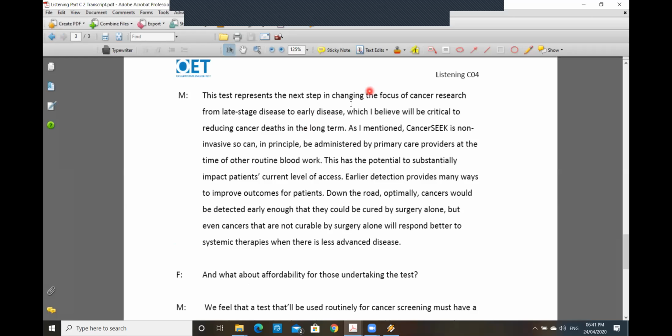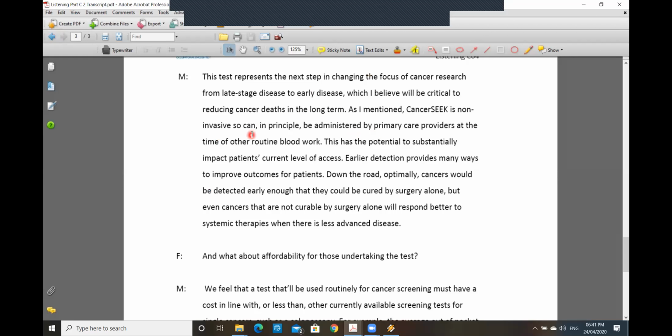So they explained that it is detected early and it is critical to reduce cancer deaths in the long term. It is non-invasive, so it can be administered by primary care workers, and that is the reason it can impact the current level of access. And then he went on to say how, because of early detection, the outcomes will increase and some of the patients can be cured by surgery alone.